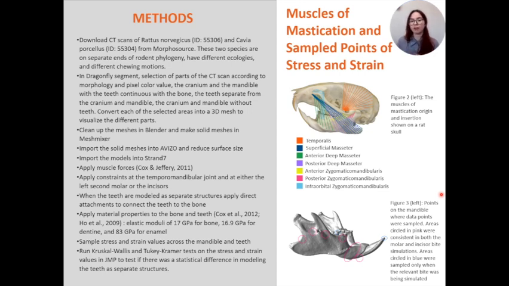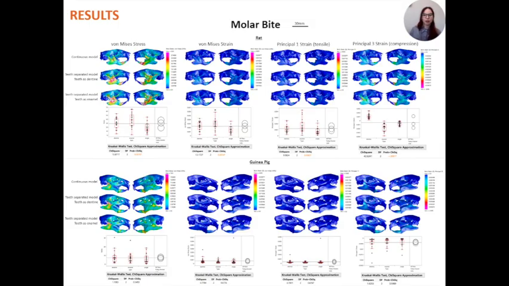Stress and strain was sampled at different points across the mandible and the teeth, which you can see here, on which Kruskal-Wallis and Tukey-Kramer tests were then run. For the molar bite, there are similar patterns of stress and strain distribution across both the guinea pig and the rat. One of the first areas that we have higher stress and strain distribution is across where the zygomatico-mandibularis muscle attaches. The second one is on the bone surrounding the mandibular incisor.